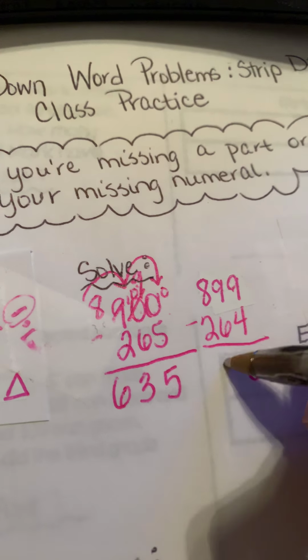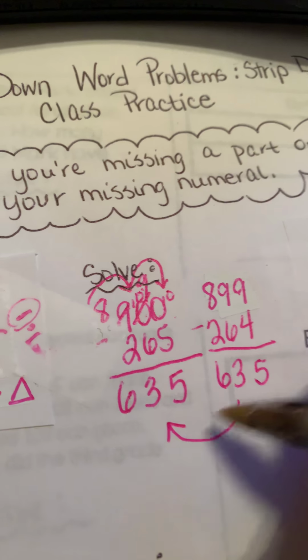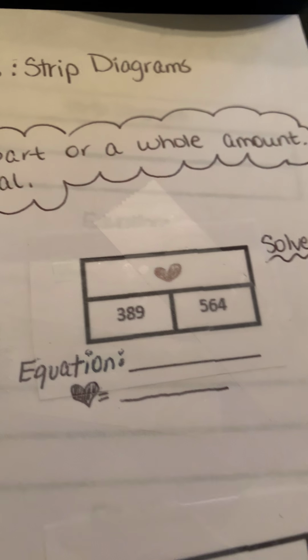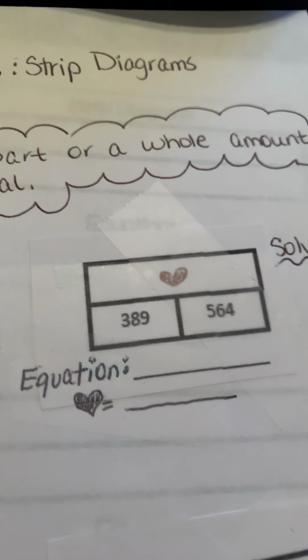9 minus that, and you don't have to regroup. Just a thought. All right, over here. Am I missing a whole or a part? All right, y'all say a whole amount.